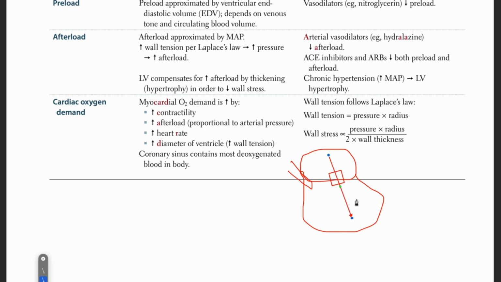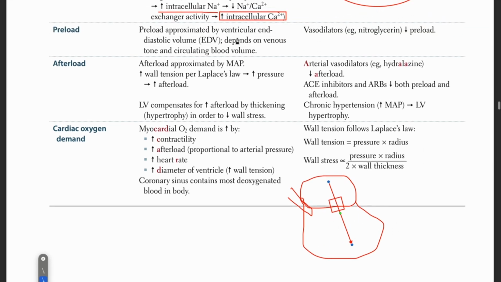Everyone has preload and it's normal. The only time it's not normal is right here. Preload, approximately that, depends on the venous tone. So if the venous tone is low or the circulating blood is low, the blood that's coming in, the venous return, is low, then the blood going in here will be lower.